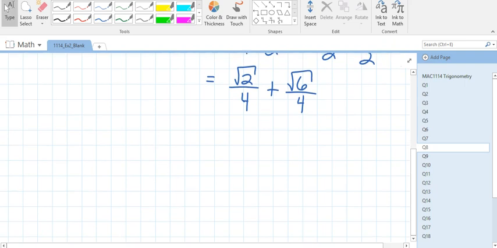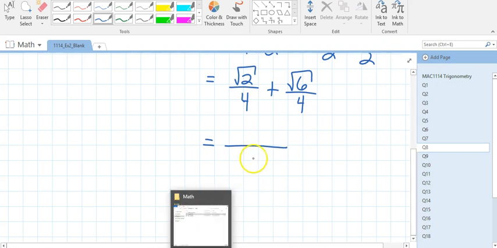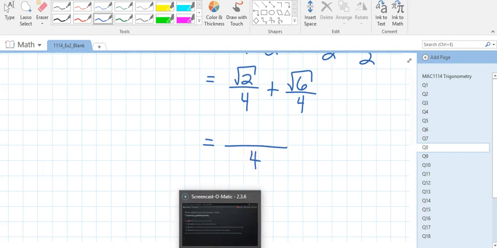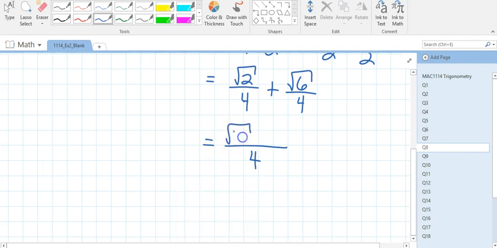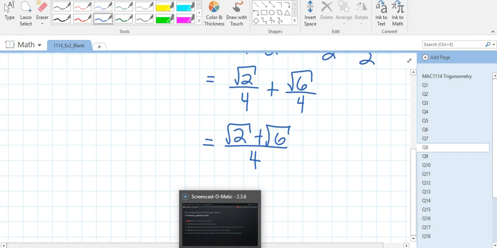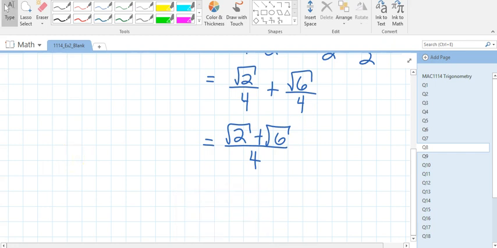So, in the end, I have a common denominator, right? So that means I can put these guys together. What's the denominator going to be? 4. What's the numerator going to be? There you go. Because those two radicals cannot go together because they are not the same.